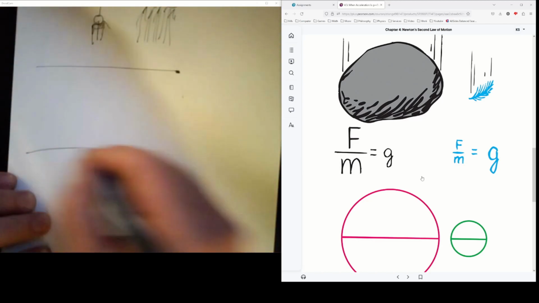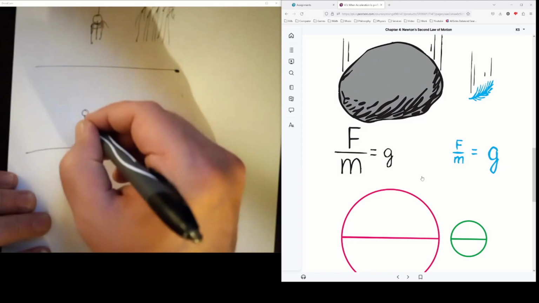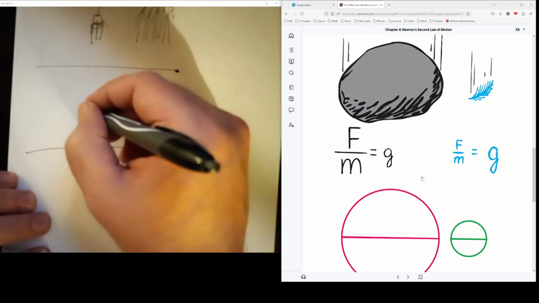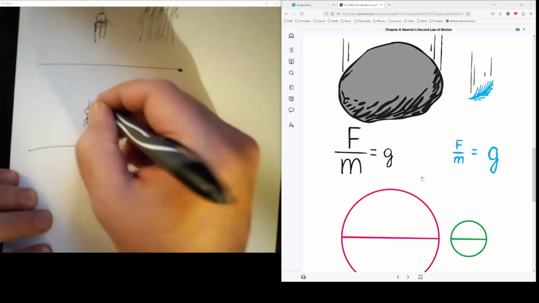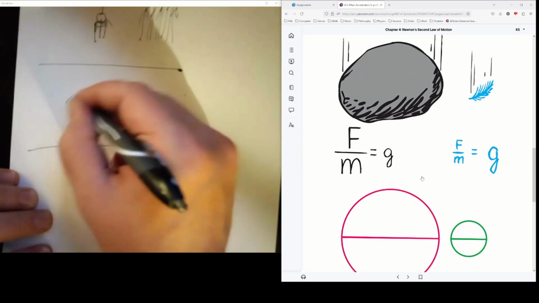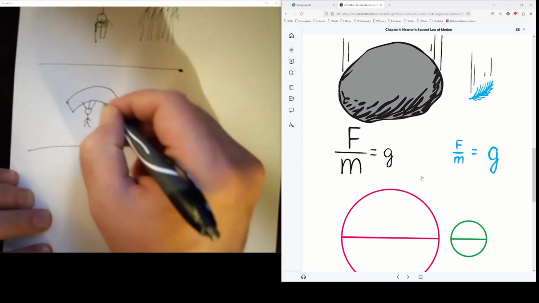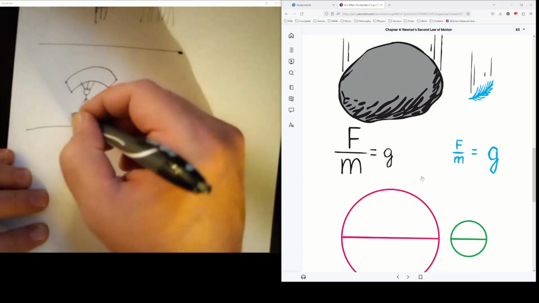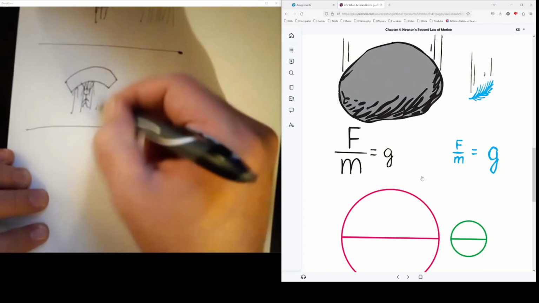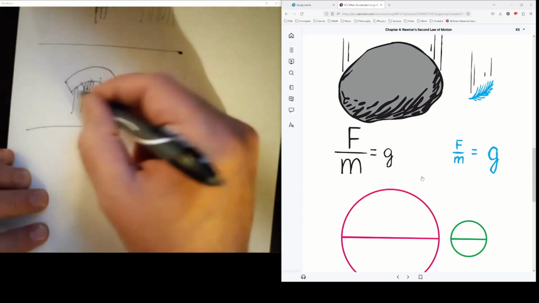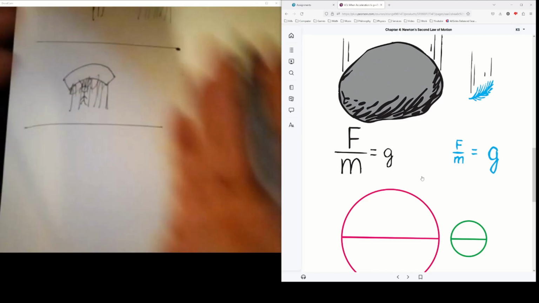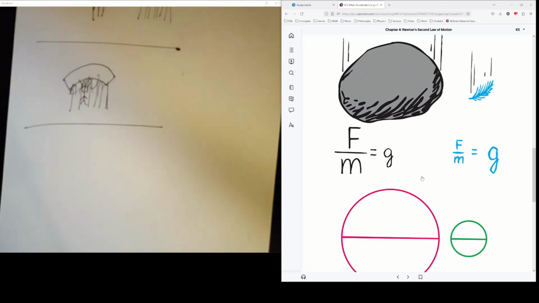Another idea with this is actually with parachutes. What the parachute does is it gives a larger area. It's a much larger area that the air resistance hits. And that larger area gives more force up then from the air resistance.